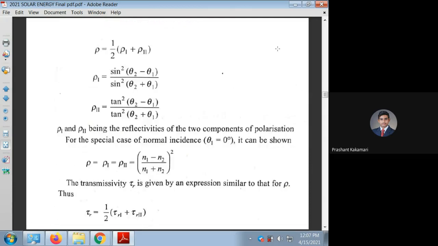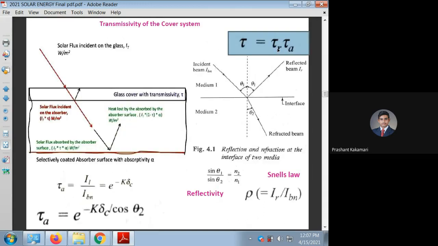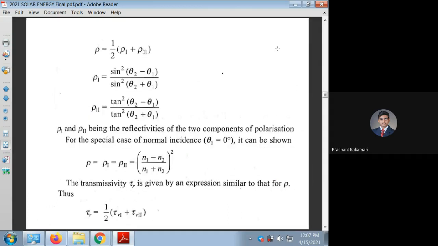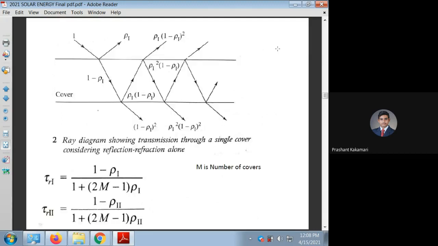Now coming to the transmissivity due to reflection and refraction. How do we find this term due to reflection and refraction separately, with the different terms? Because all of you know how to find tau alpha, due to the absorptivity of the glass. But when reflection and refraction are taking place, how do we find this tau r? To find this tau r, first we need to understand how the reflection and refraction take place in a glass cover.